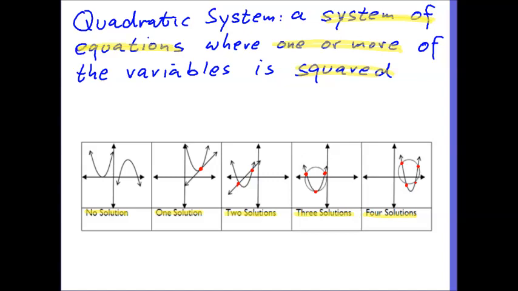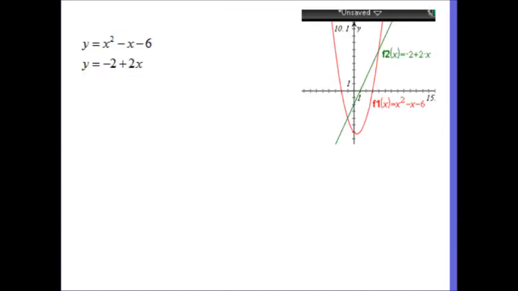So these are the 5 different possibilities shown graphically with how many solutions we could end up. And now let's look at how we find those solutions, particularly algebraically. And you remember from Algebra 1 that systems of equations can be solved by substitution. That's one of the methods that you can use.